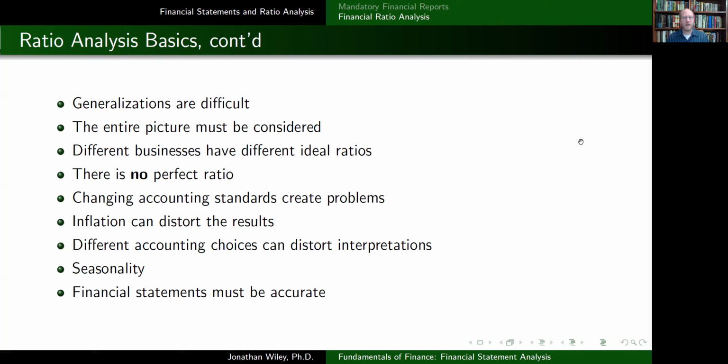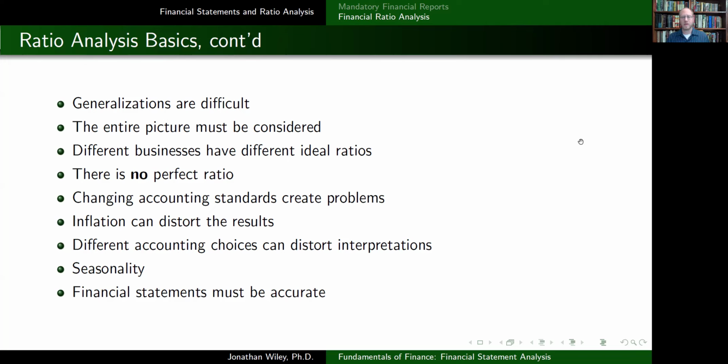Now, a few other things that are worth noting. Changing accounting standards can create problems. If a firm changes accounting standards, or if accounting standards are changed by regulatory authorities, it can make it difficult to compare ratios over time. So you have to be aware of that. If they change what form of depreciation they're using or something like that, then that could shift the ratios, not due to a change in the underlying business, but just due to how they're handling the accounting.